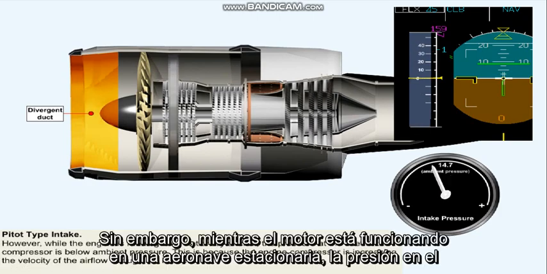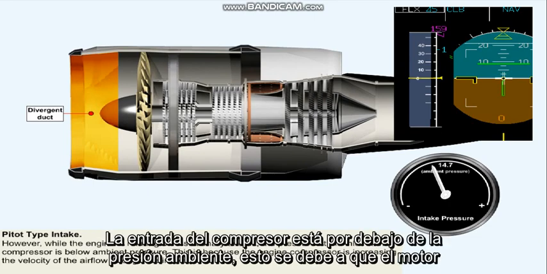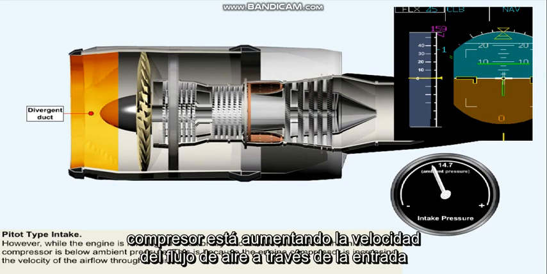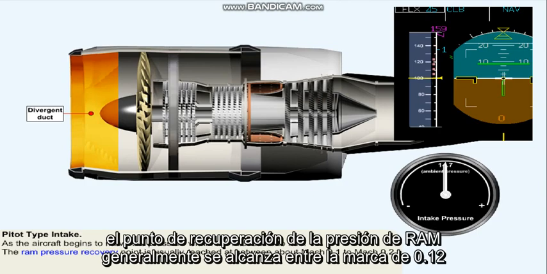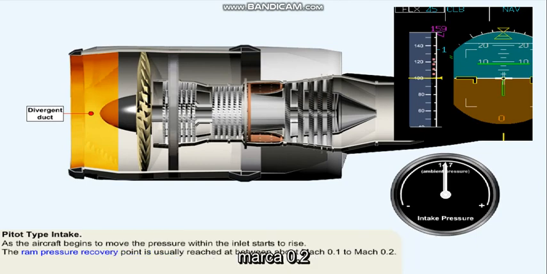However, while the engine is running on a stationary aircraft, the pressure at the inlet of the compressor is below ambient pressure. This is because the engine compressor is increasing the velocity of the airflow through the intake. As the aircraft begins to move, the pressure within the inlet starts to rise. The ram pressure recovery point is usually reached at between Mach 0.1 to Mach 0.2.